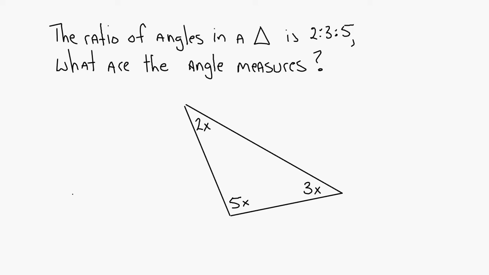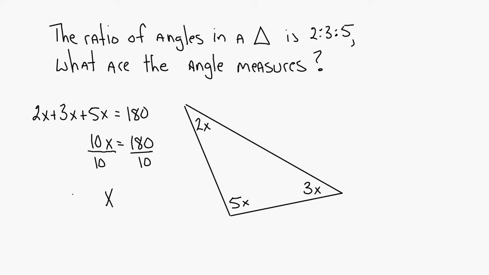Well, what do all these angles have to add up to in a triangle? 180. So you've got a 2x plus a 3x plus a 5x that has to equal 180. So you can combine all your like terms and find the multiplier. 10x equals 180. You can divide each side by 10, and x equals 18.